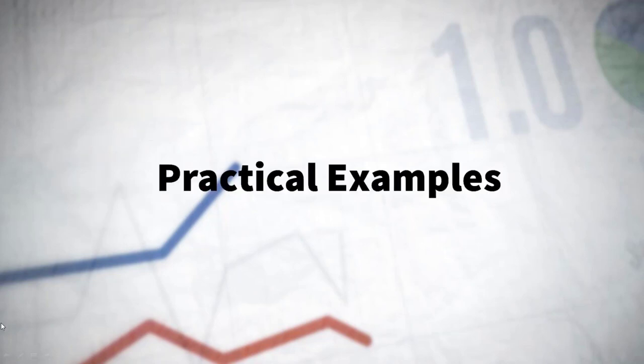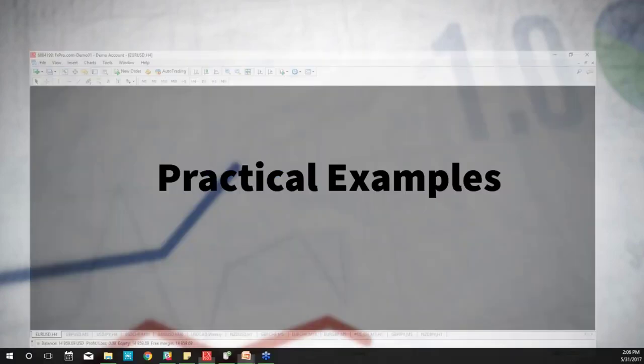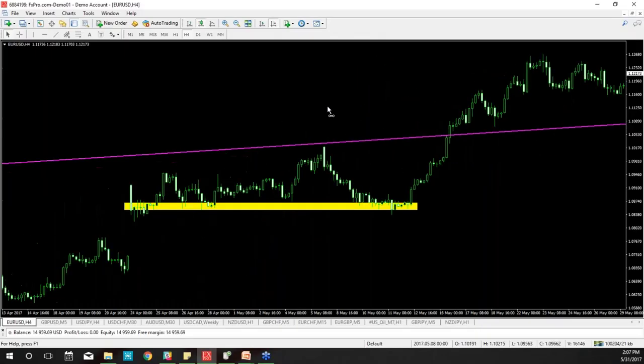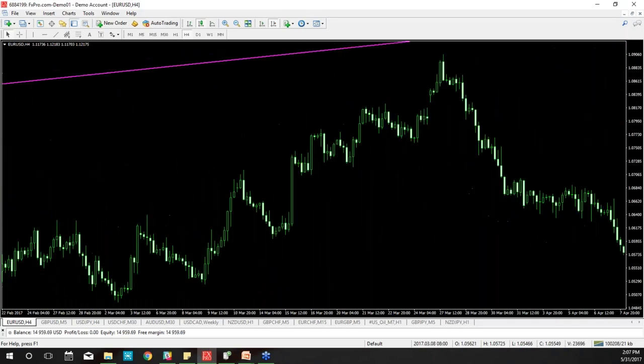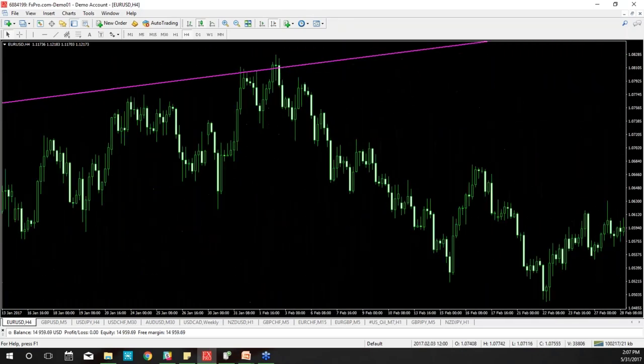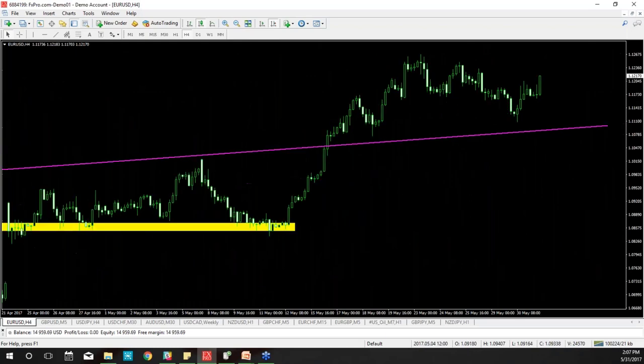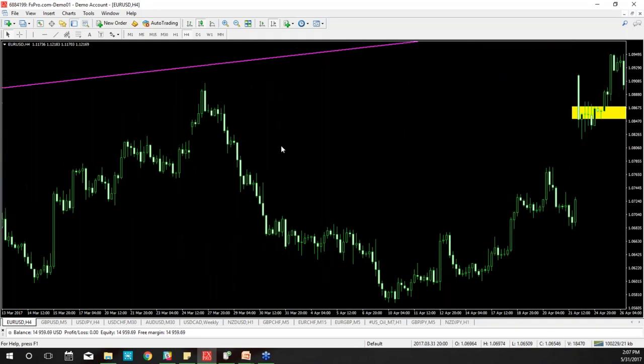And now, let's do some practical examples about this. Now I'm popping up my chart. Here it is. This is my chart. This is the platform I'm using, the famous MetaTrader 4 platform. And these are the Japanese candlesticks, the black and the white ones.